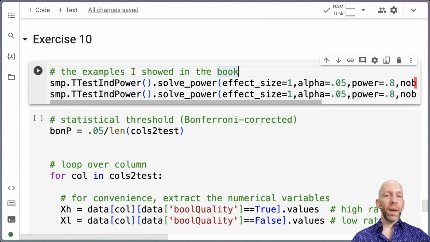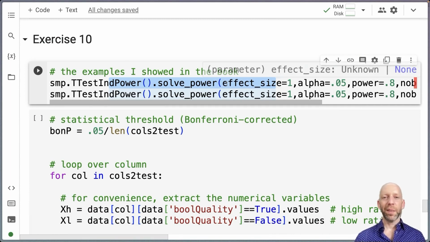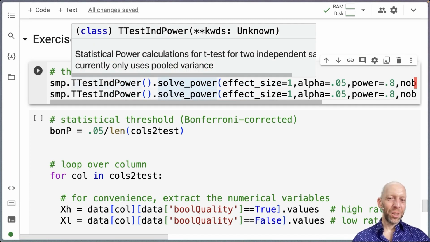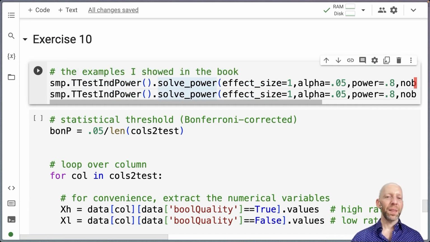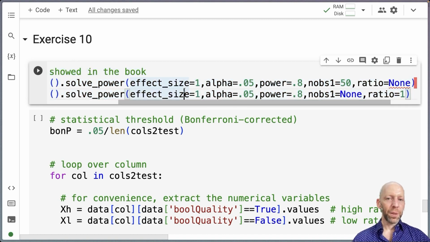The first code cell here for exercise 10 is not super interesting. This is just copy pasted from the code that I showed in the book, in case you want to run it. You don't need to type the whole thing out from how it's printed in the book. Otherwise, this is just to show you how to use this function and this method. We don't actually need these for the exercise.